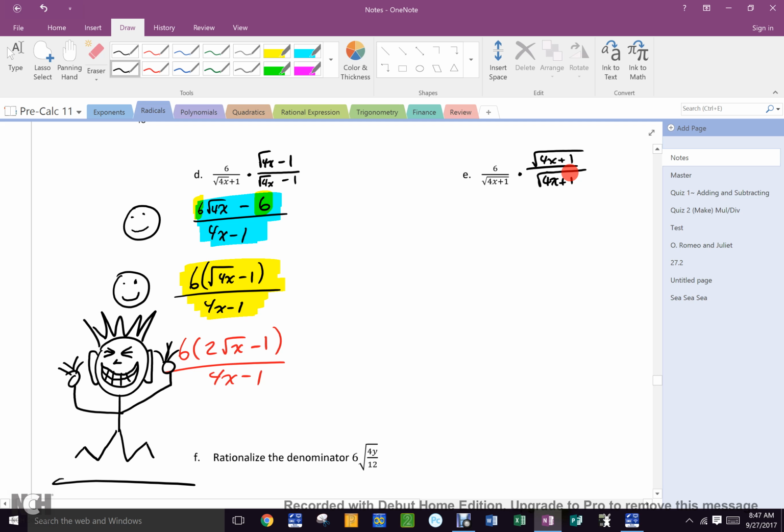No conjugate. So the top is 6 root 4x plus 1 over 4x plus 1. Can I simplify that any more? Can I simplify that more? Where? Can I pull something out of there? What would come out? The 2. Okay, what else?